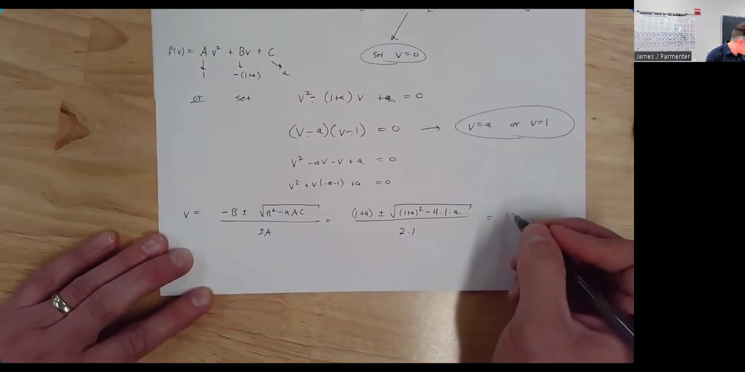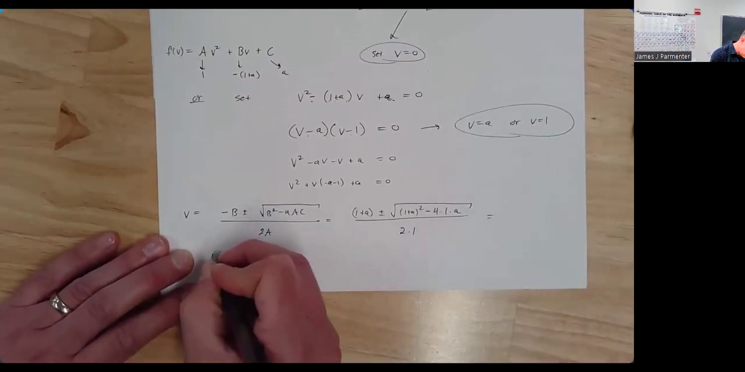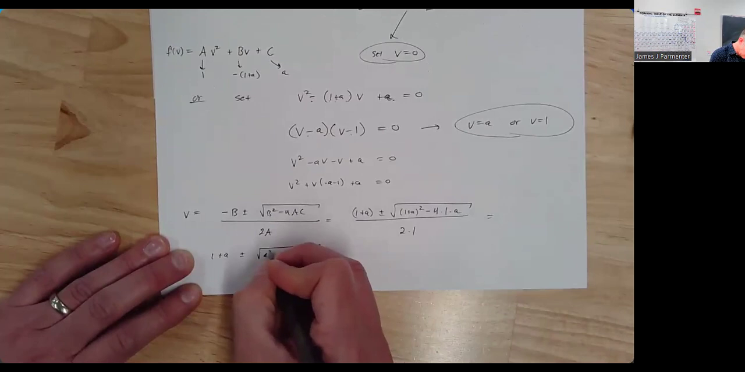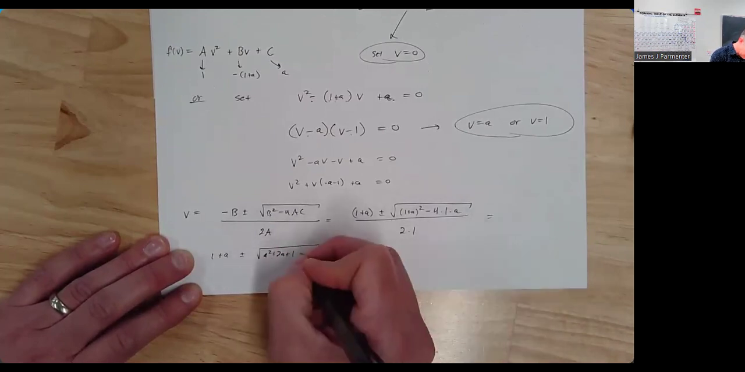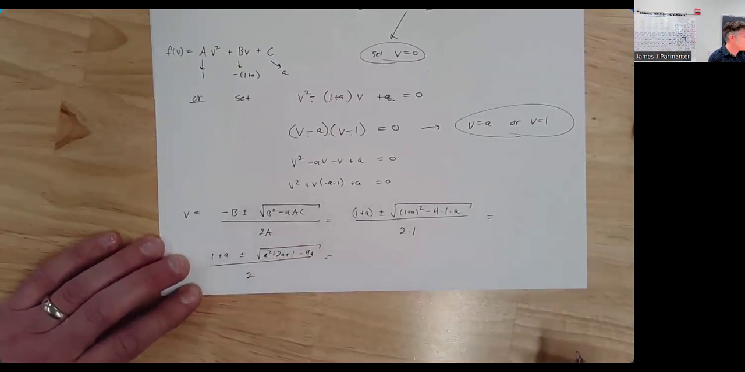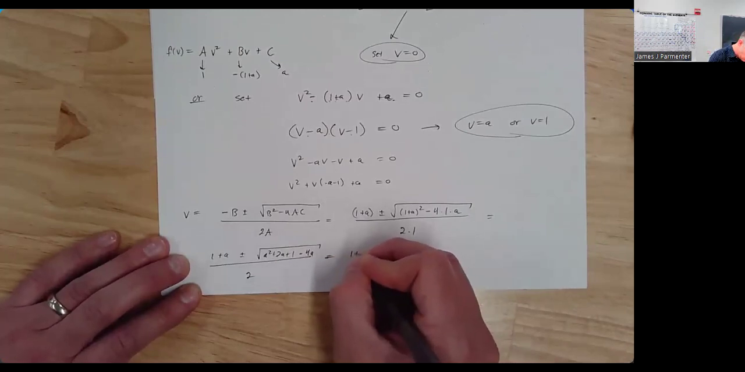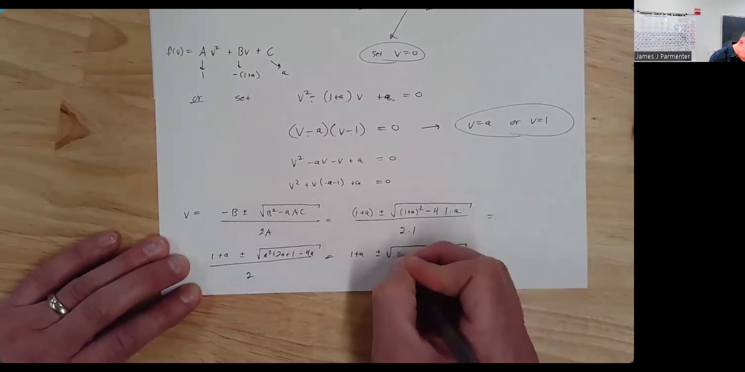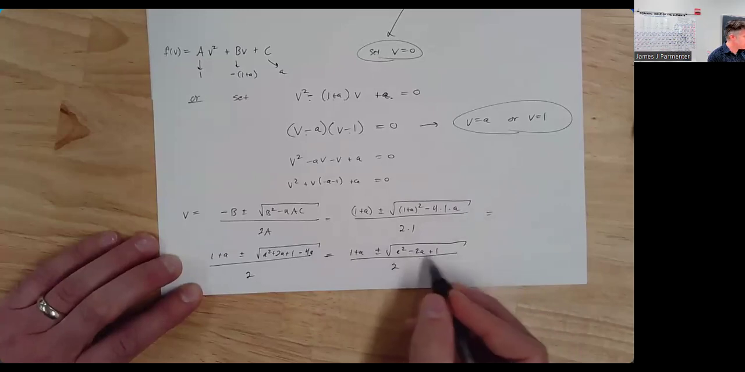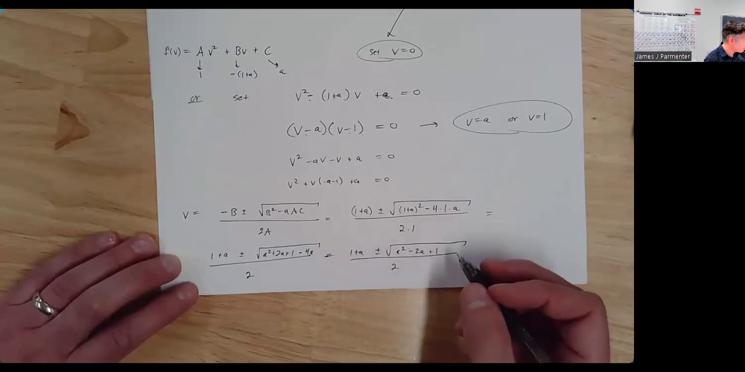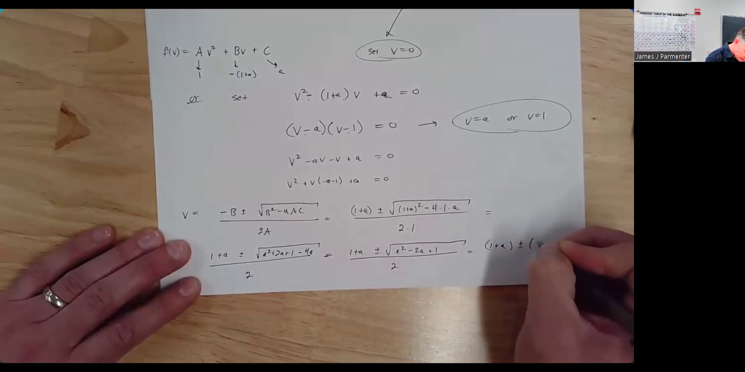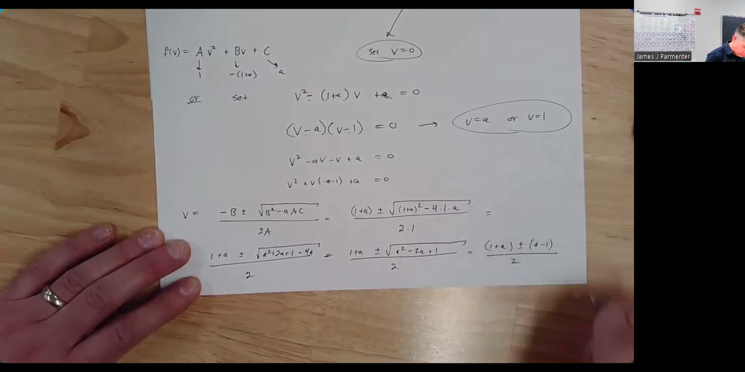Then if we simplify this, check it out, we get 1 plus a plus or minus the square root of a squared plus 2a plus 1 minus 4a. Hey, look at that. 2a minus 4a is negative 2a. This becomes 1 plus a plus or minus the square root of a squared minus 2a plus 1, over 2. But a squared minus 2a plus 1 factors as (a minus 1) squared. So this really becomes 1 plus a plus or minus (a minus 1), all over 2.